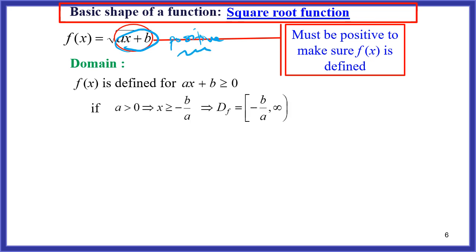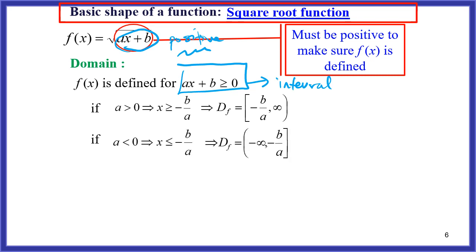So x should be more than or equal to negative b over a if a is more than 0. What we need to do is find the interval for x only. It doesn't matter whether a is positive or negative. If a is positive, you get x more than or equal to negative b over a. But if a is less than 0, you will get the interval for x less than or equal to negative b over a. So writing down the domain will be different for these two. We will see the example later to understand this part.